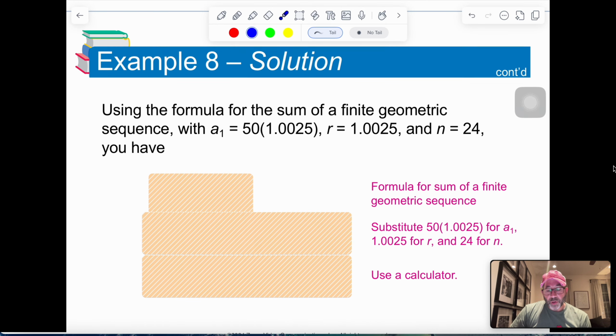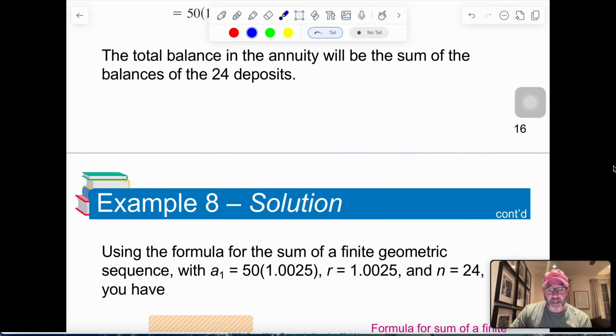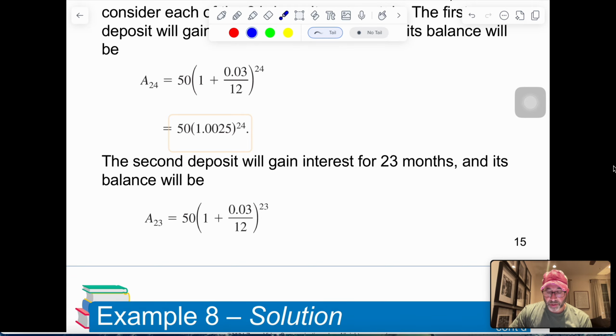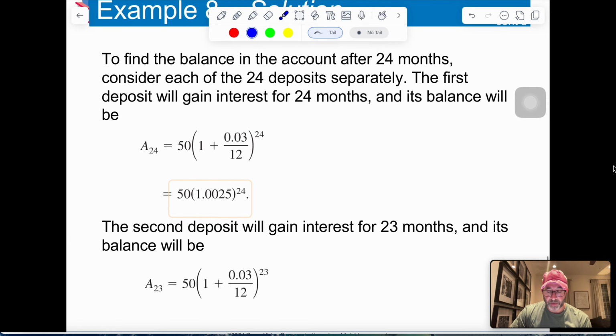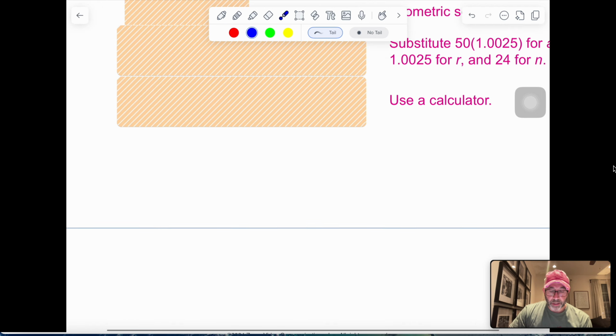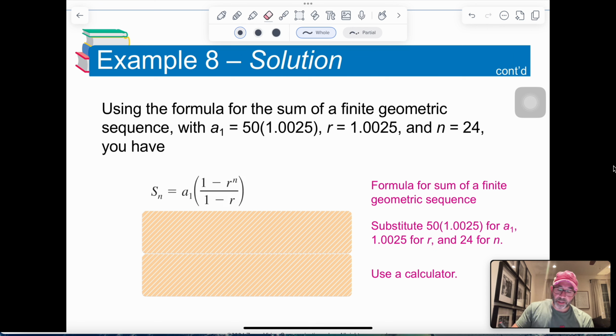And so using our formula, we know that my first amount that was put in was 50 times 1.0025. That came from all the way back up here, which is, where'd it go? Right here. Okay. And that's my initial deposit, is just me putting the money in. The rate on that is 1.0025, and we know that N is going to be 24. So let's go ahead and plug in our formulas.